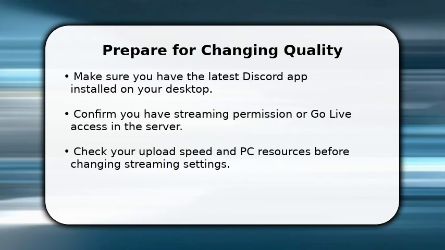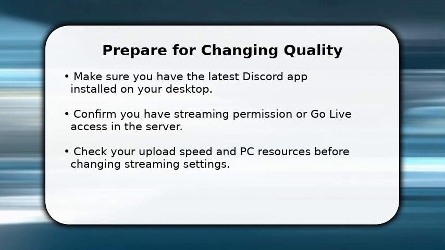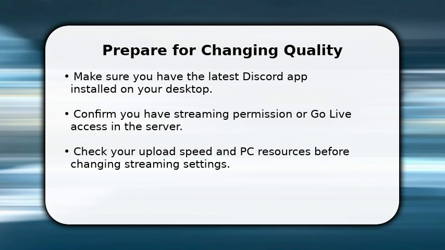Check your upload speed and PC resources before changing streaming settings. Use a speed test to verify at least 5 Mbps upload for 720p at 30 FPS. Close heavy apps to free CPU and GPU resources for stable streaming.